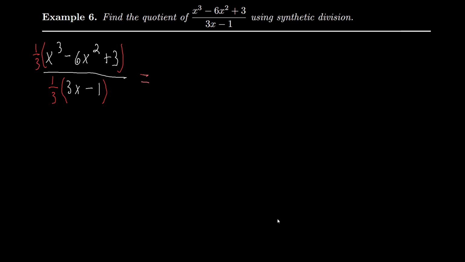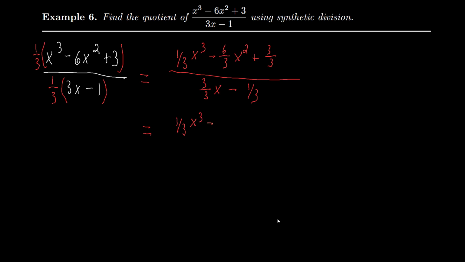So what this is going to turn into then is 1/3 times x cubed minus 6 over 3 times x squared plus 3 over 3 times x minus 1/3, since 1/3 times 3x is 3 over 3 times x. Let's go through and do all the math. That is 1/3 x cubed minus 6 over 3, which is just 2 x squared, plus 1 over 1 x minus 1/3.